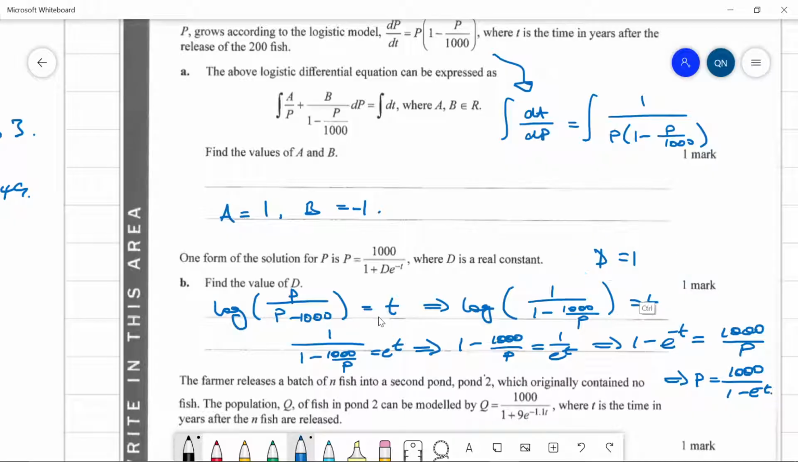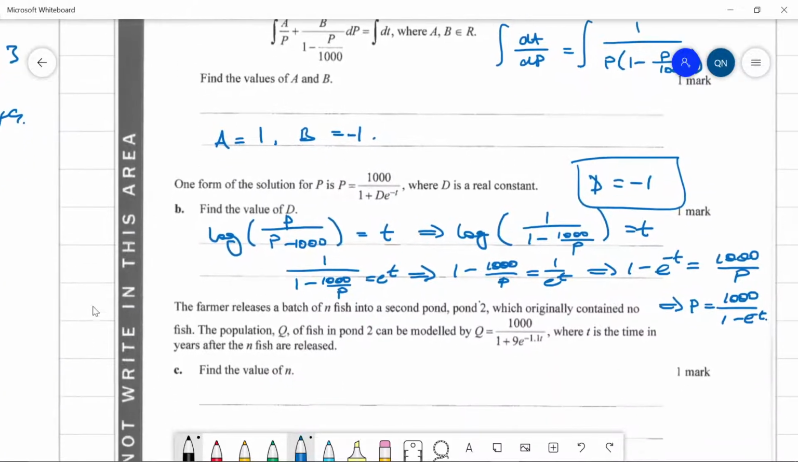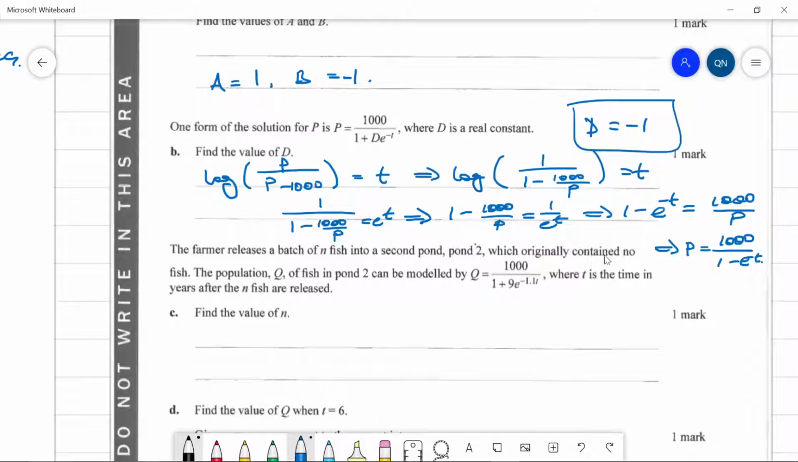Or d is negative 1 actually, because it's 1 minus e to the negative t. Alright, the farmer releases a batch of n fish into a second pond, which originally contains no fish. The population Q of fish in pond 2 can be modeled by this DE, or by this function where t is the time in years after the n fish are released. Find the value of n.